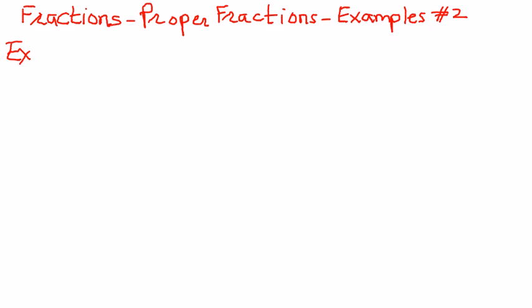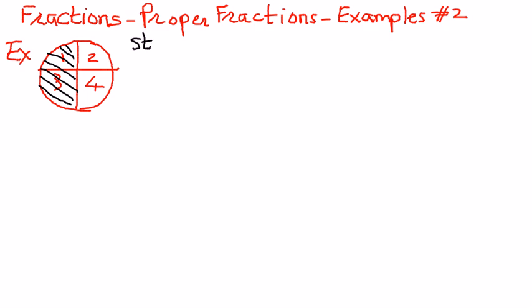a proper fraction. So, in this example, I'm going to draw a circle and then divide the circle up into 4 parts. This is part 1, 2, 3, and 4. So if I were to shade 2 parts or half of this circle like that, we're going to come back and then represent this in terms of a proper fraction. So the steps we want to follow are as follows.